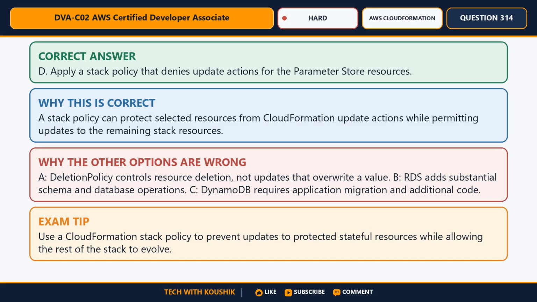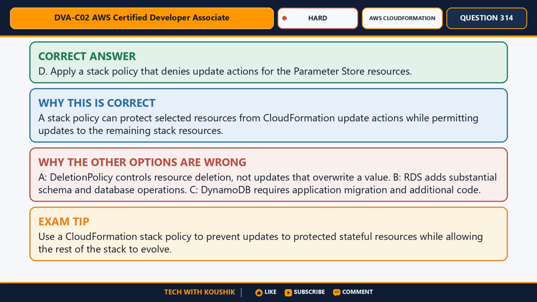The correct answer is D. Apply a stack policy that denies update actions for the parameter store resources. Here is why. A stack policy can protect selected resources from CloudFormation update actions while permitting updates to the remaining stack resources. Why are the other options not correct?